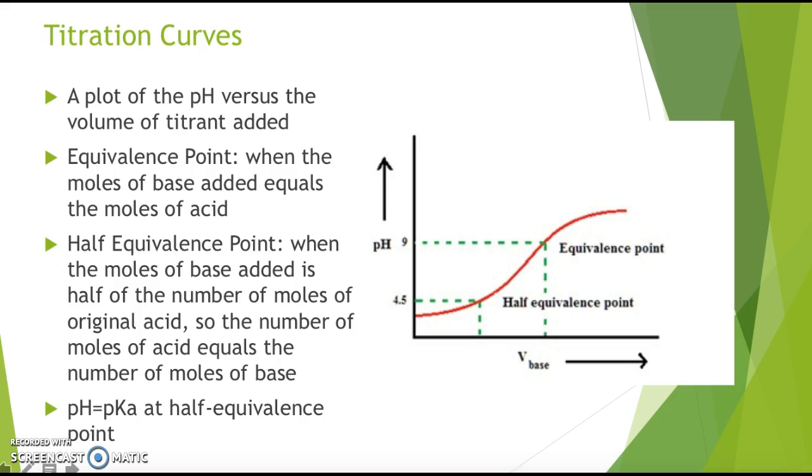Therefore, the half equivalence point is the point in the titration where the solution acts as a buffer, because the number of moles of acid is equal to the number of moles of base. Therefore, the ratio of acid to base is 1, so the pH is equal to the pKa at the half equivalence point of a titration.